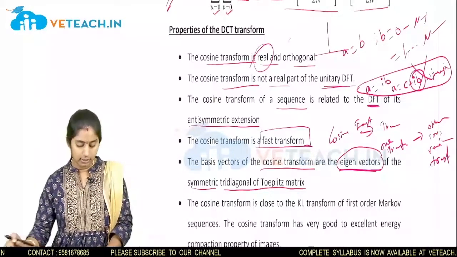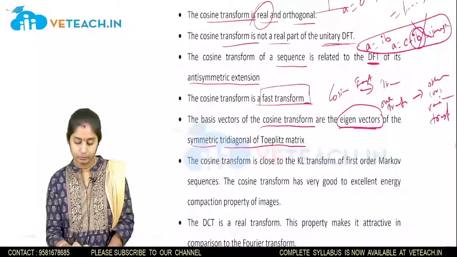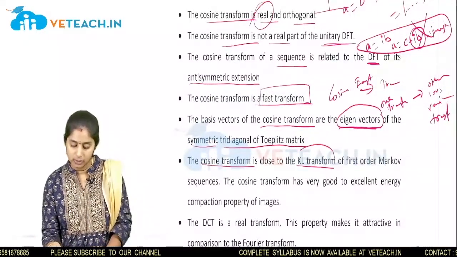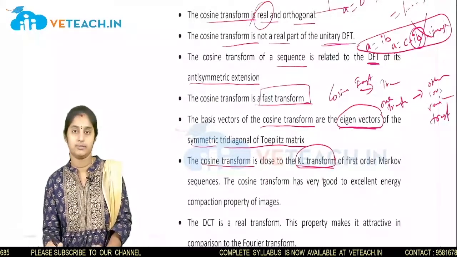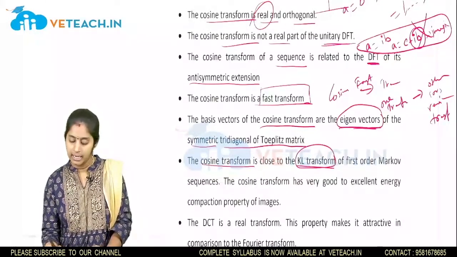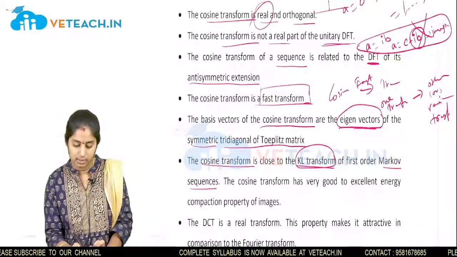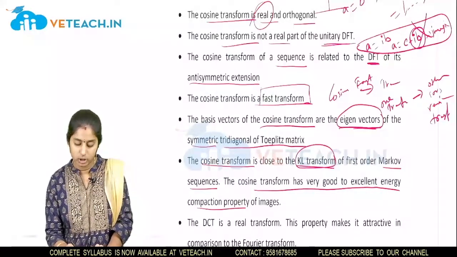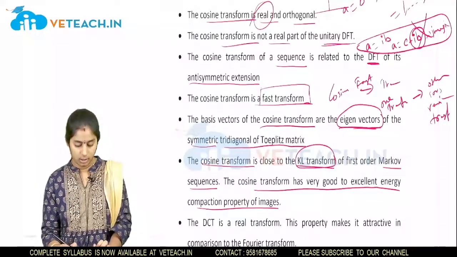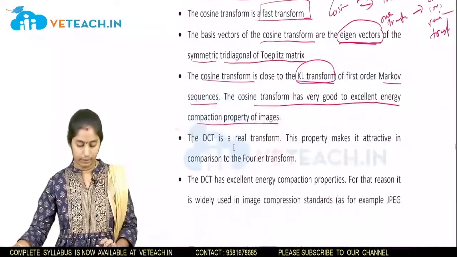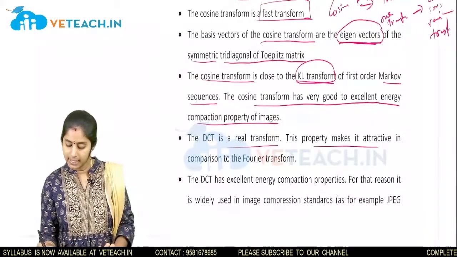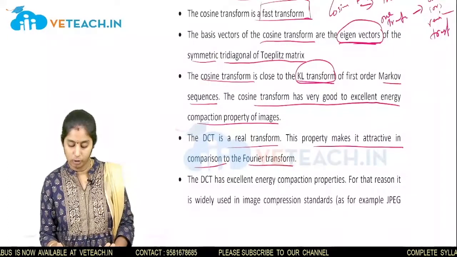And the cosine transform is close to the KL transformation, which is one form of image transformation, for first order Markov sequences. The cosine transform has very good to excellent energy compaction property for images. So this is one type of property. And the DCT is a real transform. This property makes it attractive in comparison to the Fourier transformation.